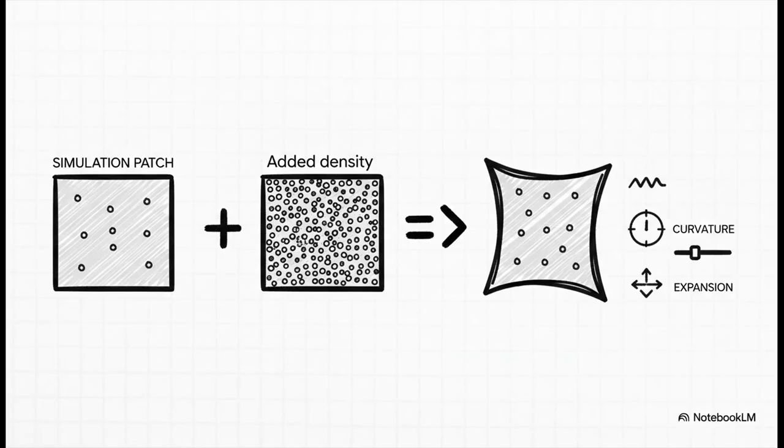So the crucial point to get is this. They don't just stuff more digital matter into their simulation box. No, they change the fundamental parameters, things like the expansion rate and the curvature of space, to perfectly mimic the effect of having that extra matter. It's a brilliant and profoundly powerful equivalence.